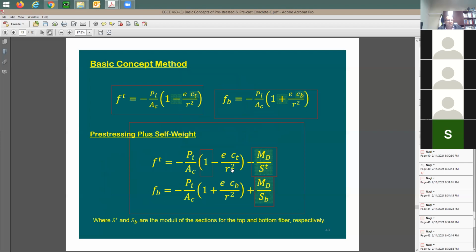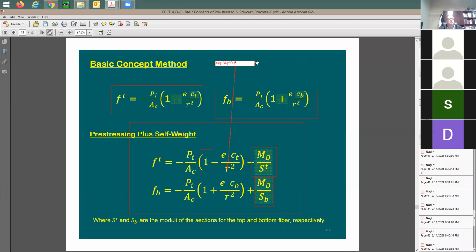You guys remember this r, the radius of gyration, right? You know how much this r equals to? You know the equation for it? Let me put it here. r equals, this is something also from mechanics of materials and statics, r equals the square root of I over A. Did you guys see this before? Did you take structure steam? Right? Yes? No?